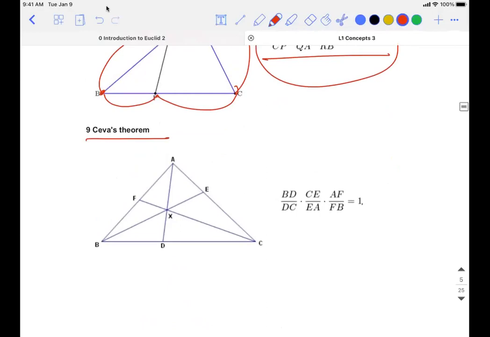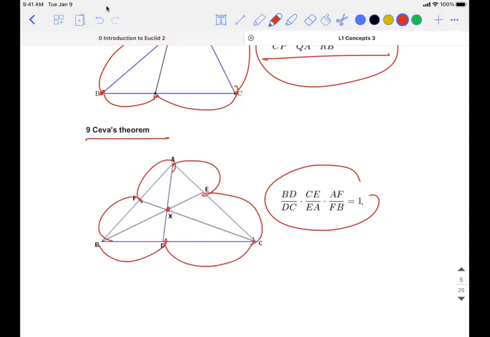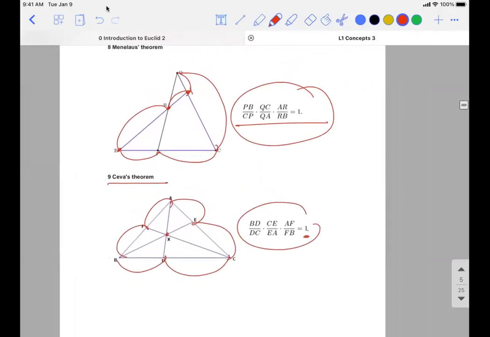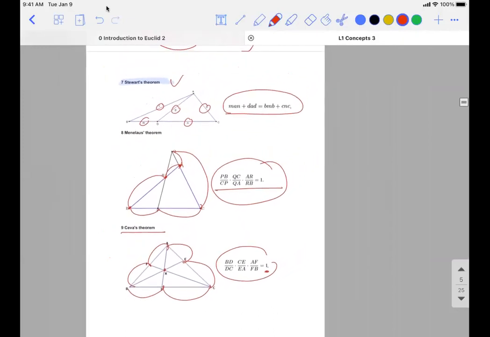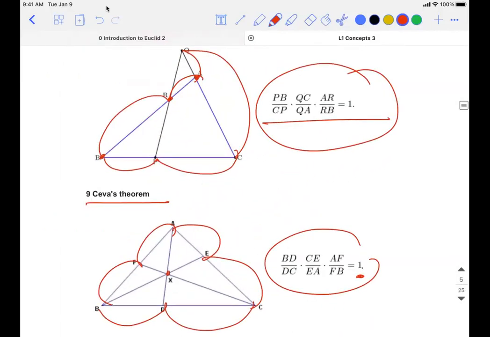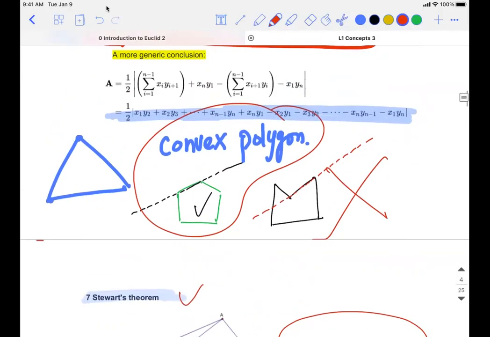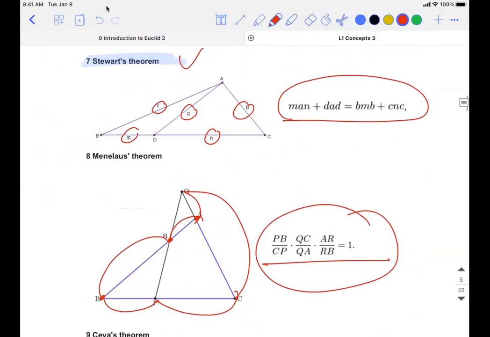And also Ceva's theorem is very important. You have any kind of triangle, you find a point in the middle, make 3 extensions, and you'll have BD over DC times CE over EA times AF over FB, going around the 3 sides of the triangle and multiplying them together, the result is equal to 1. Basically, these are the most important things I want to say for Euclid. Especially for Euclid, you can focus on the first 6. The first 6 are way more important than the last 3. All right, so far so good.